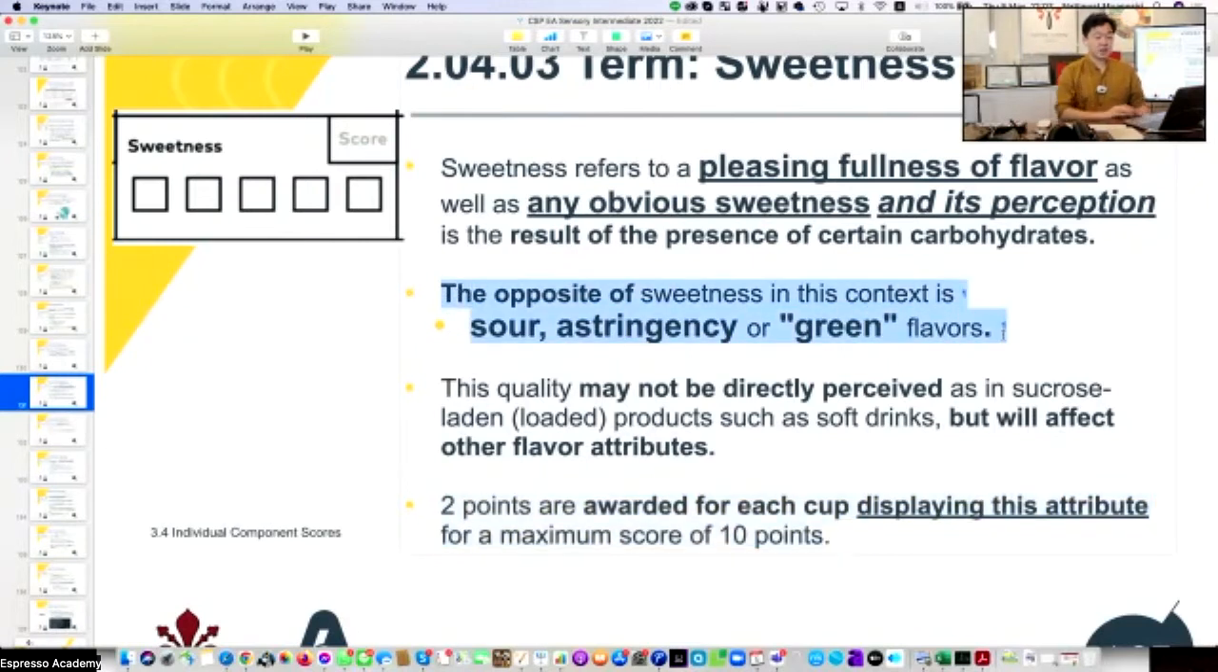The opposite of the sweetness would be something very sour, very dry, and astringent and green. If you find it in your coffee, that means that cup will probably get deducted on the uniformity as well. We'll see how it is. But usually all coffee has the sweetness. In general, they get a 10.